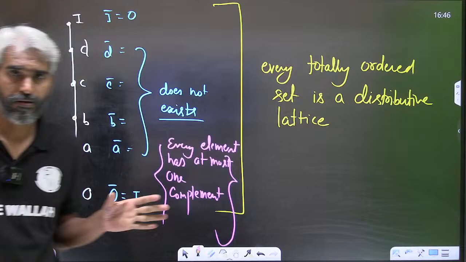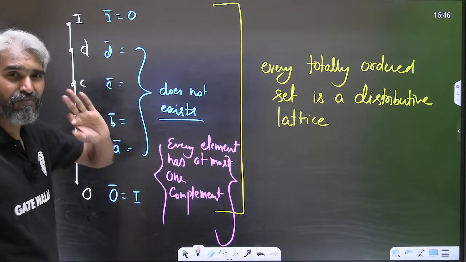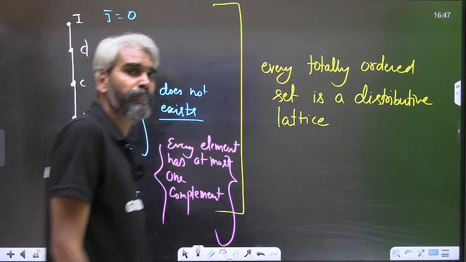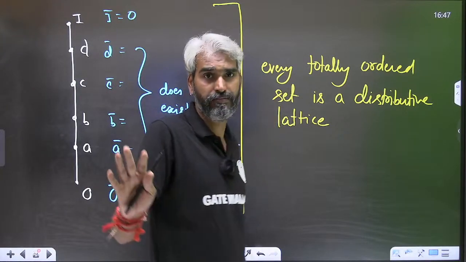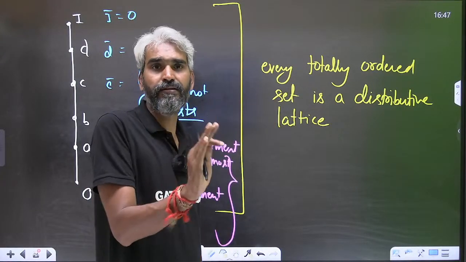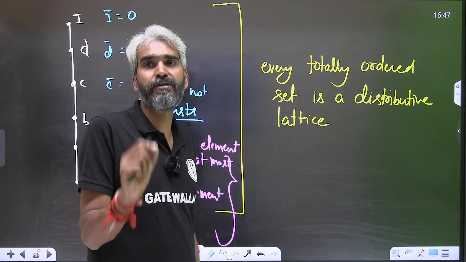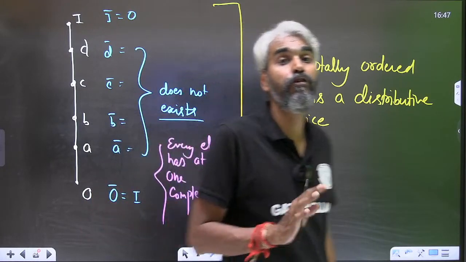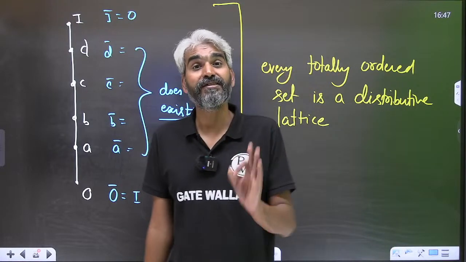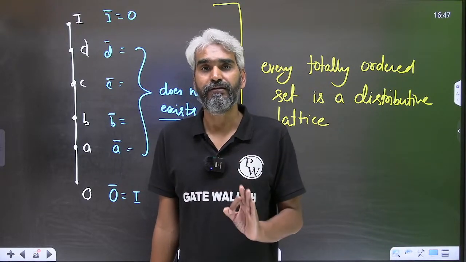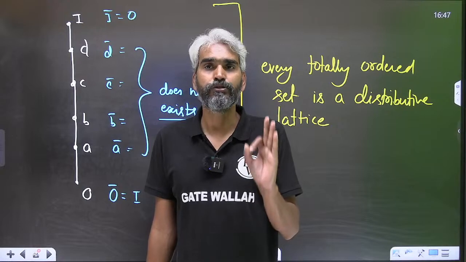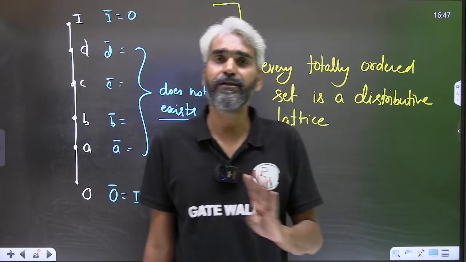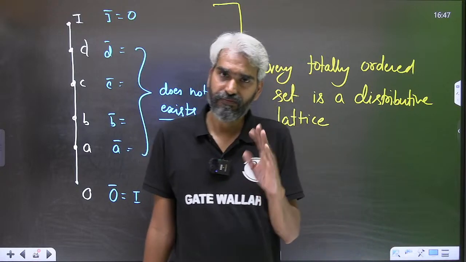We only said one thing, that in a distributive lattice, there cannot be more than one complement for any element. If there exists any element for which there are two or more complements, then it cannot be distributive. As simple as that. Did I say if and only if?